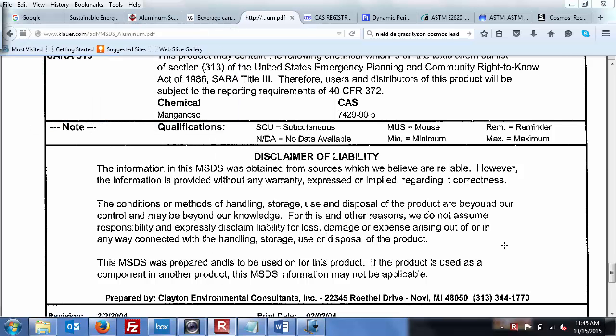Okay, so we just wrapped up a little discussion on the MSDS of aluminum. All of the materials you're going to find are going to have an MSDS. They're going to have a CAS. We talked a little bit about what that was.